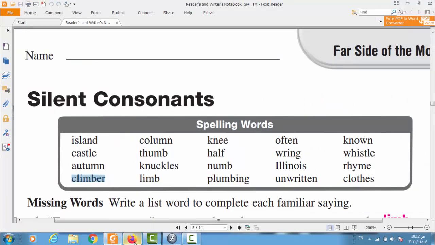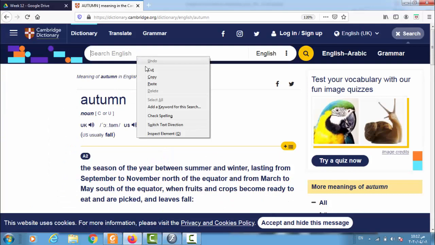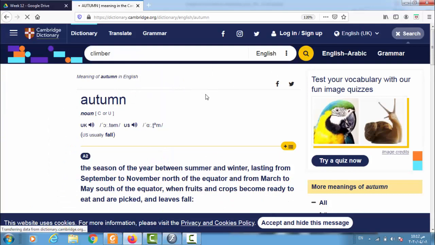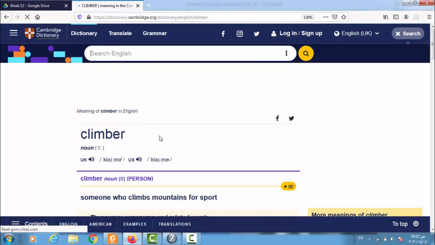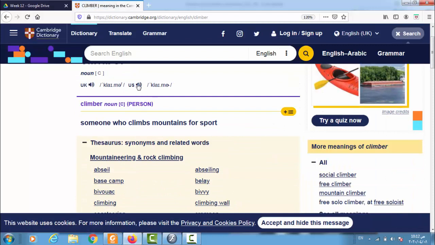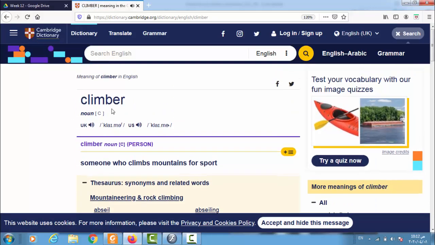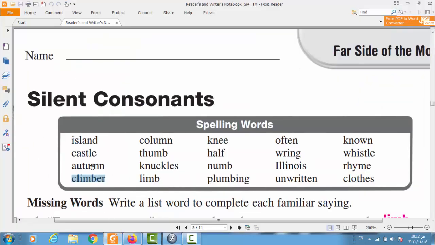The next one. Climber. B is silent in here, so it's climber. Climber is someone who climbs mountains, for example, or someone who is climbing something high. So in climber, the B letter is silent. This is the first column, guys.